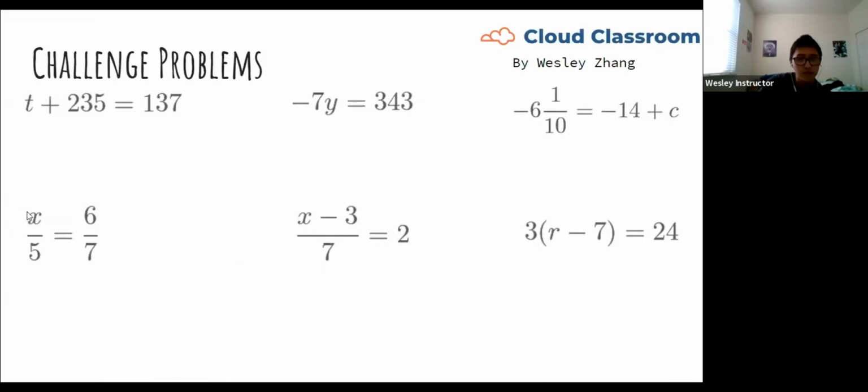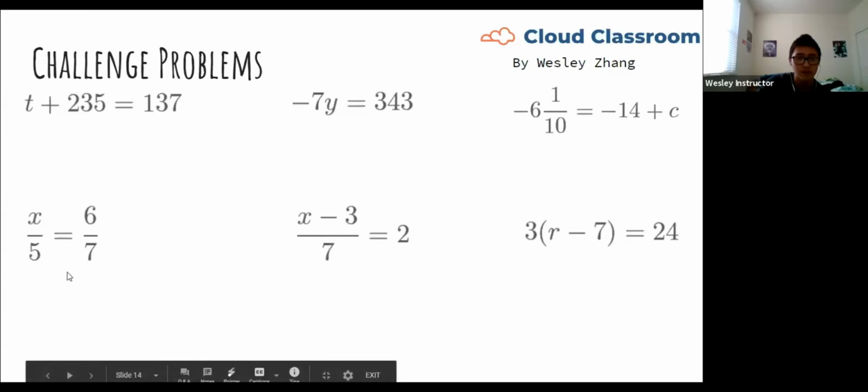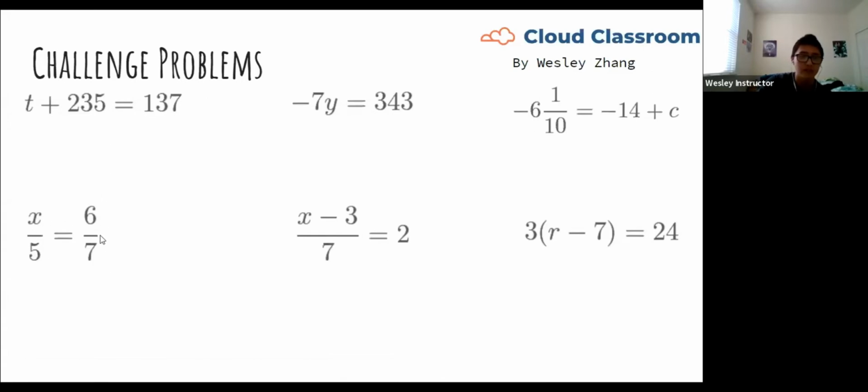All right, on the bottom left corner, x over 5 equals 6 over 7. So it's x divided by 5, so what you want to do is multiply each side by 5. Once you do that, you get x by itself, and you get 6 over 7 times 5, and that's 30 over 7. That's your answer. That is an improper fraction, but you could have written it as a mixed fraction or a decimal, or whatever you want.